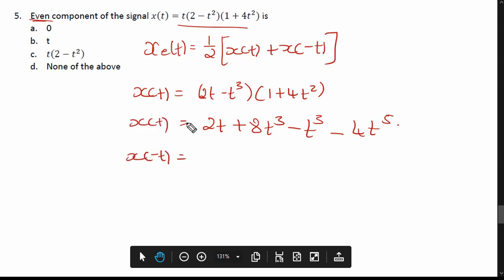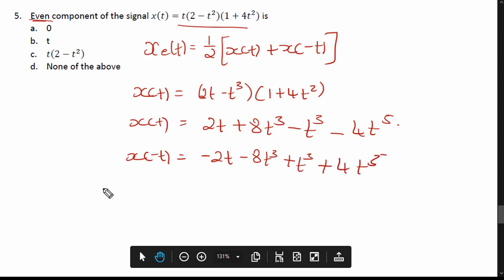How do I get x of minus t? In x of t, wherever t is there, you replace it by minus t. So minus of 2t, this is odd. I get minus of 8t cube. This is odd. Minus into minus plus t cube plus 4t square, t power 5.